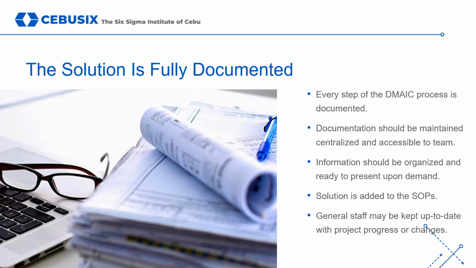When conducting a Six Sigma initiative, we make sure to follow the basic principles of the scientific method. And part of this is the thorough documentation of the initiative. Every step of the DMAC process is documented. Every chart, graph, analysis, test, and the minutes of the meeting should be included in this documentation. The documentation should be maintained in a centralized location so that it is accessible to the team for their reference at any point in the project.